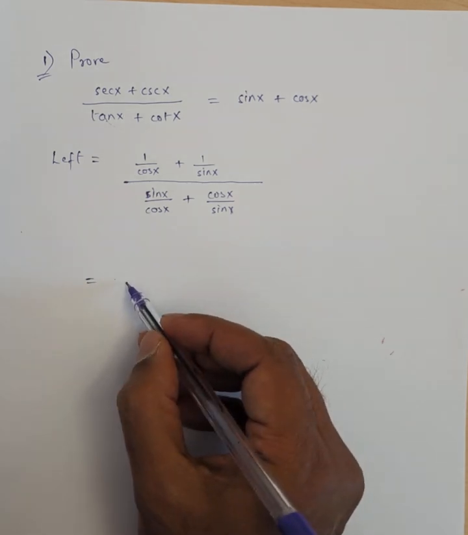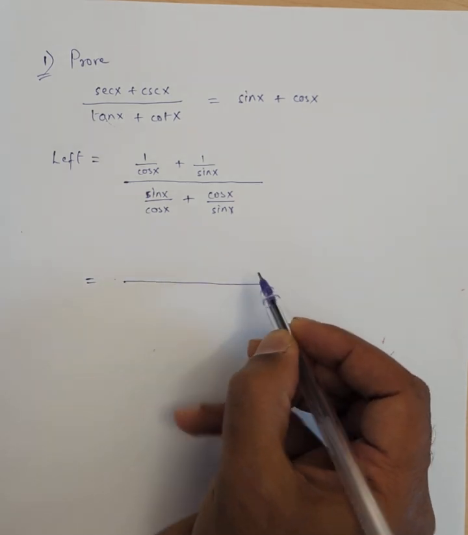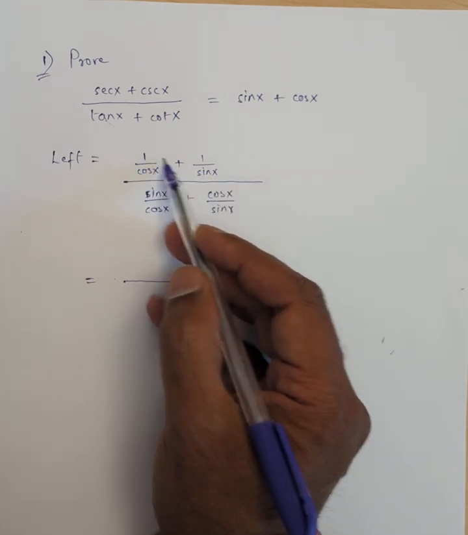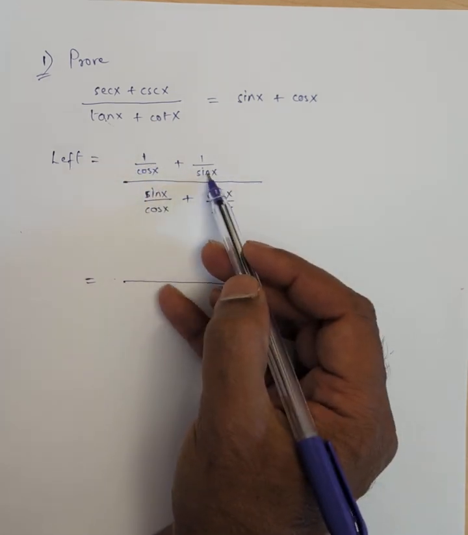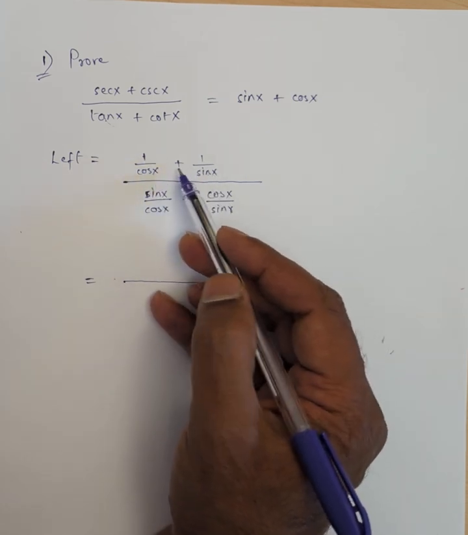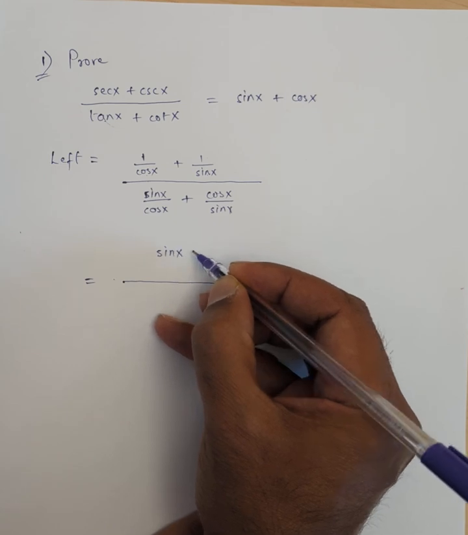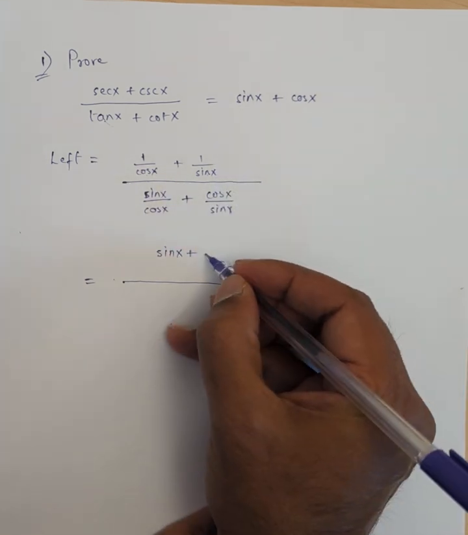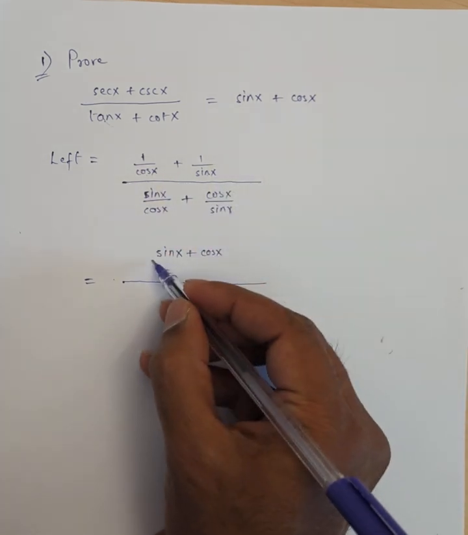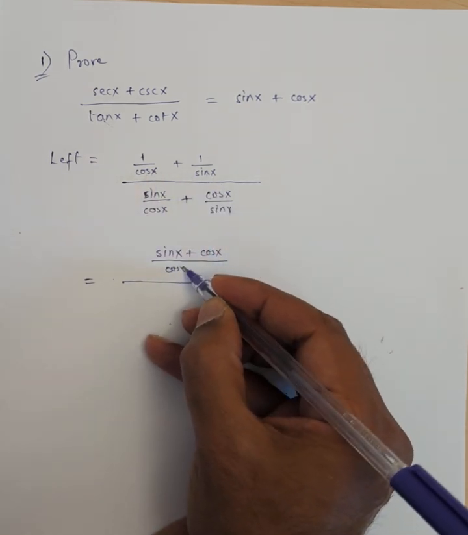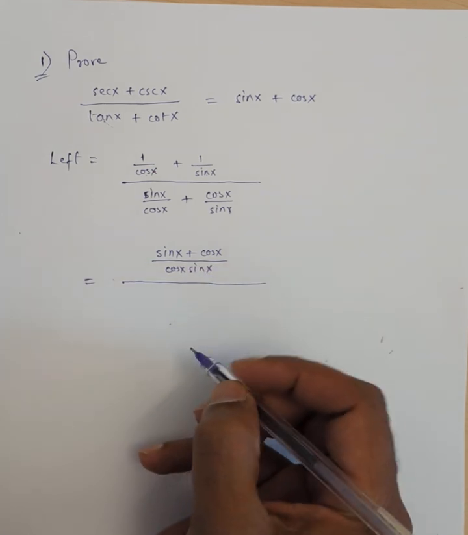So this is going to be a complex fraction. Well, the numerator, remember, if you have to add two fractions, you can simply cross multiply. So 1 times sin x is sin x, plus cos x times 1, which is just cos x. That's going to be my numerator. And then the denominator is simply their product, which is cosine x sin x.